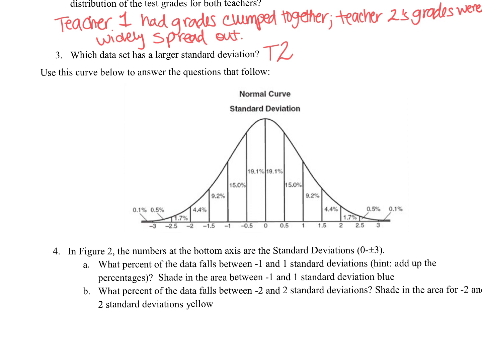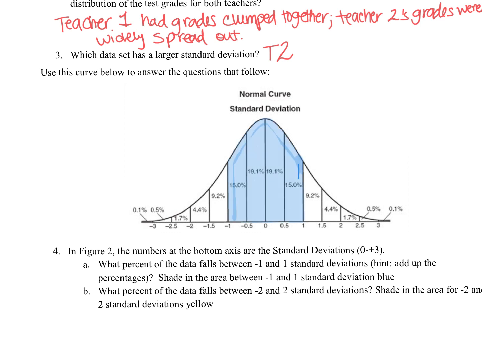Part A asks, what percentage of the data falls between -1 and 1 standard deviation? And it gives you a hint here. Add up the percentages. Shade in the area between -1 and 1 standard deviation in blue. So I'm going to start from 0. I'm going to go ahead and make a mark here at number 1, because we're going between 1 and -1 standard deviation. So from the 0, I'm going to shade in the area between this one and -1, all this area in between, in blue.